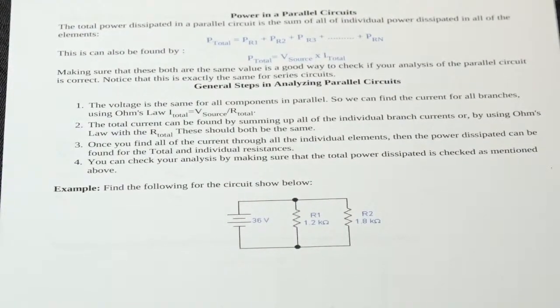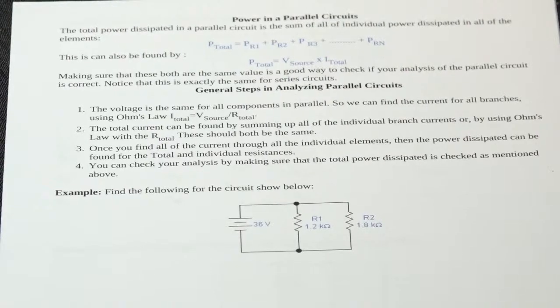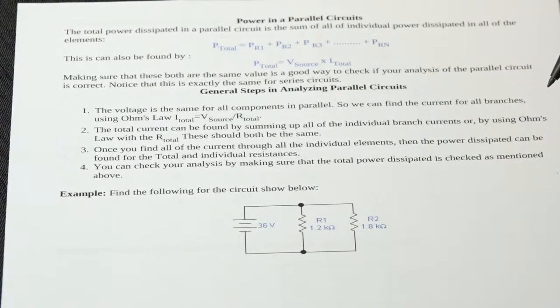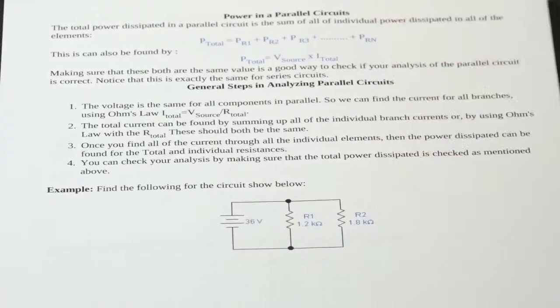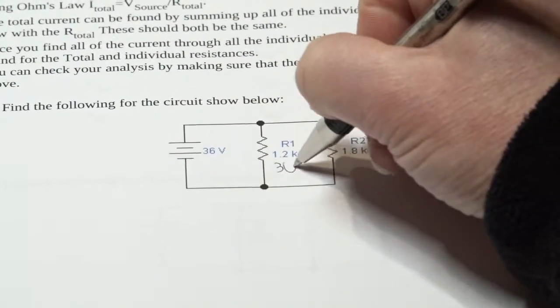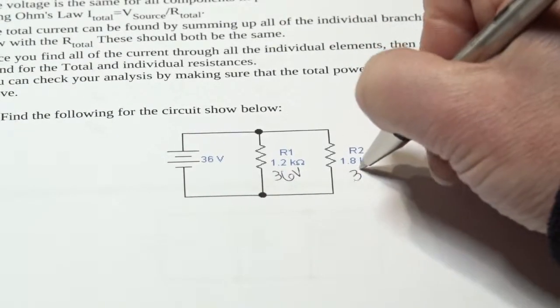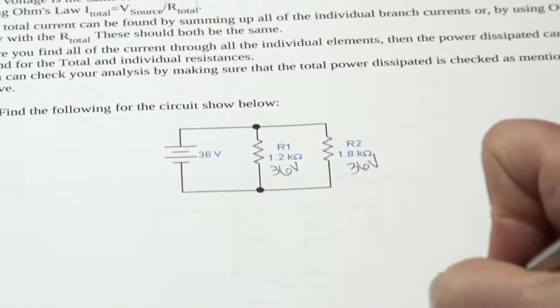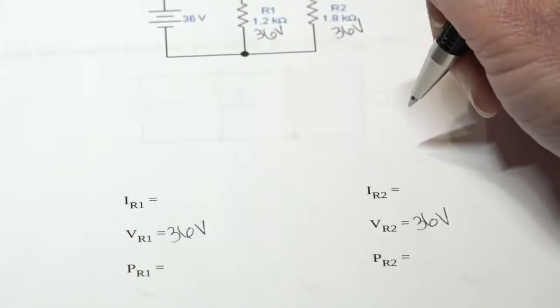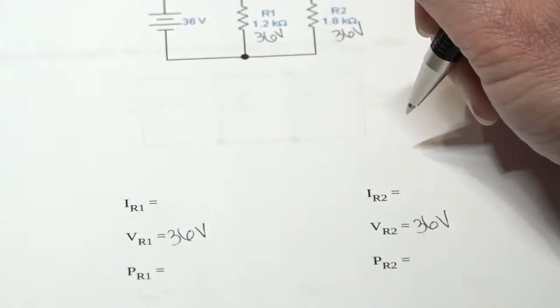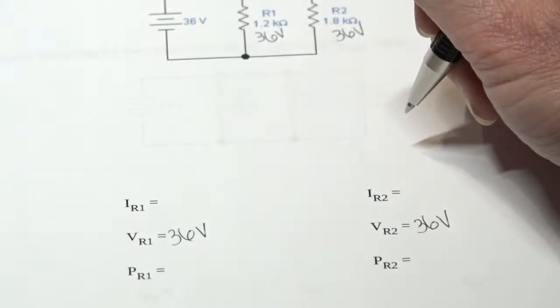All right, now we're going to analyze our first parallel circuit. And we know that when things are in parallel, they share the same voltage. So we know that this is going to be 36 volts here and 36 volts across here. So we can go ahead and write those down, 36 volts, 36 volts. And we can apply Ohm's law to calculate the current in each one.